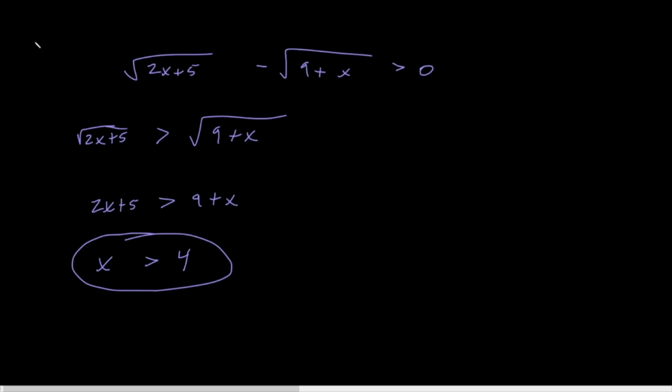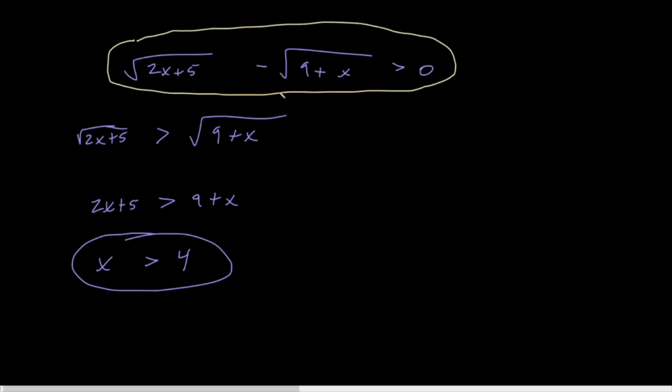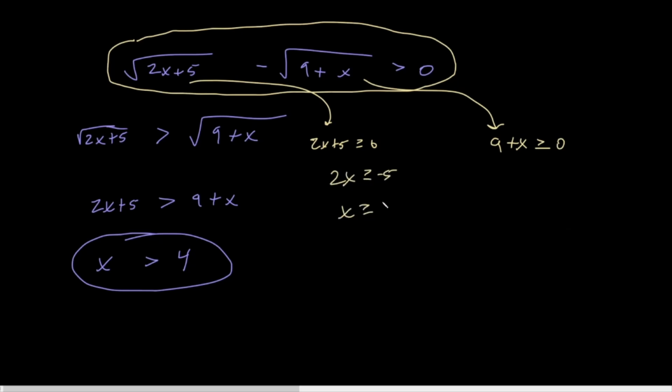And looking back at the original, I want to make sure that I never take the square root of a negative number. But there's actually two square roots. So I'm going to have two restricting inequalities. Firstly, 2x plus 5 greater than or equal to 0, and also 9 plus x greater than or equal to 0. So 2x greater than or equal to negative 5, x greater than or equal to negative 5 halves, and then x greater than or equal to negative 9. So we have three inequalities here.